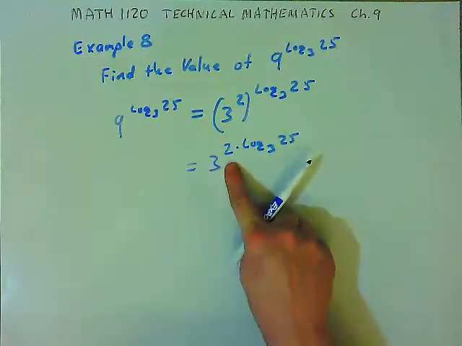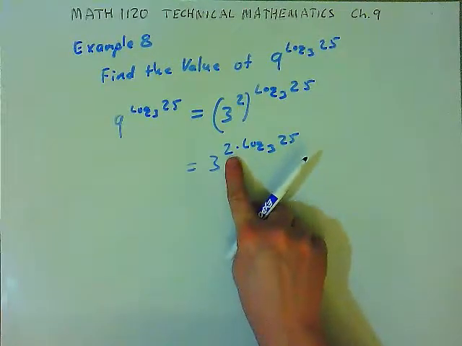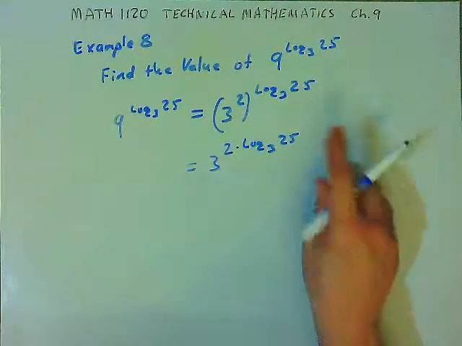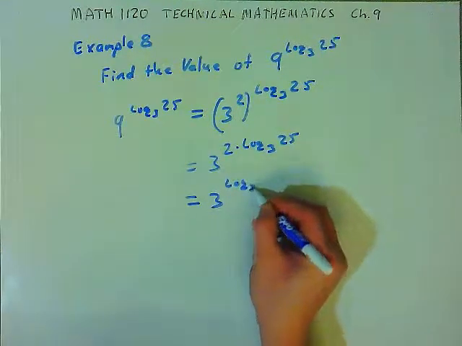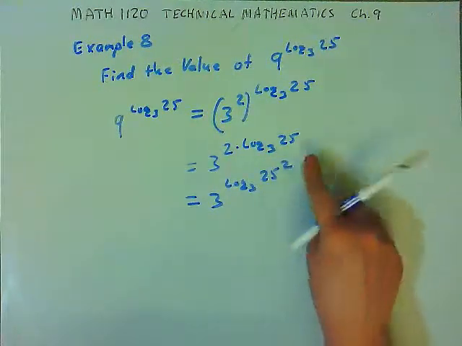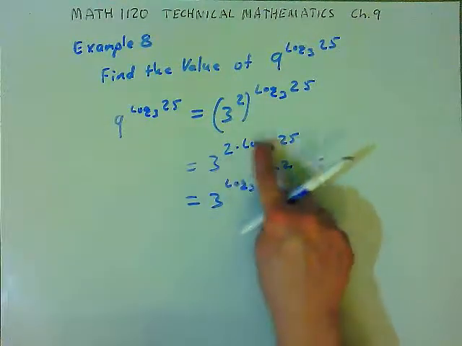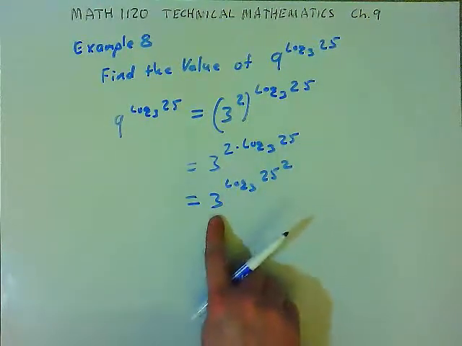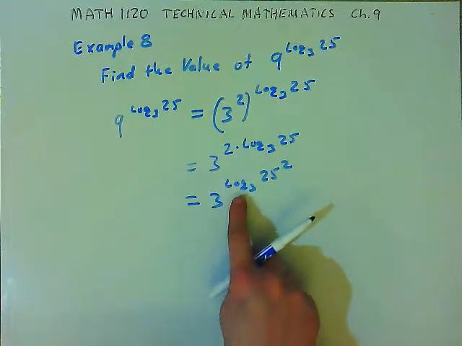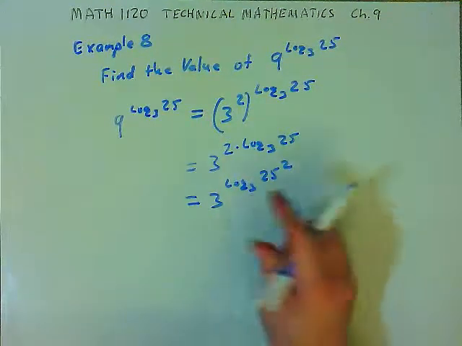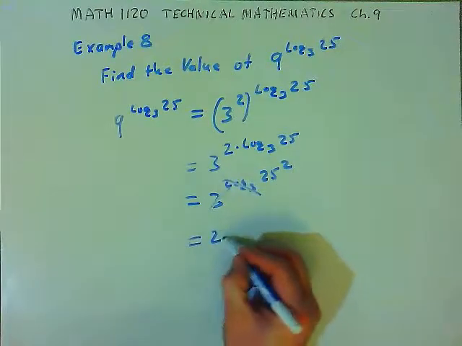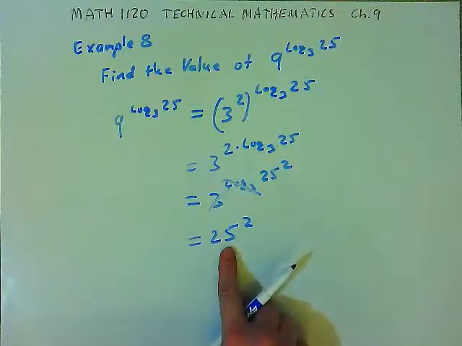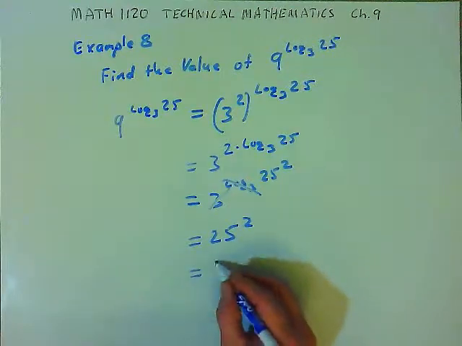And here we can apply the property that says that if we have a multiplier outside of a logarithm, that becomes the exponent. And so this would be the same thing as 3 to the power of log base 3 of 25 squared. Right, so the multiplier outside the log becomes the exponent. Now the base is 3. It's being raised to the power of a logarithm of base 3. They will cancel. And all we'll be left with is 25 squared. And 25 squared is 25 times 25, which is 625.